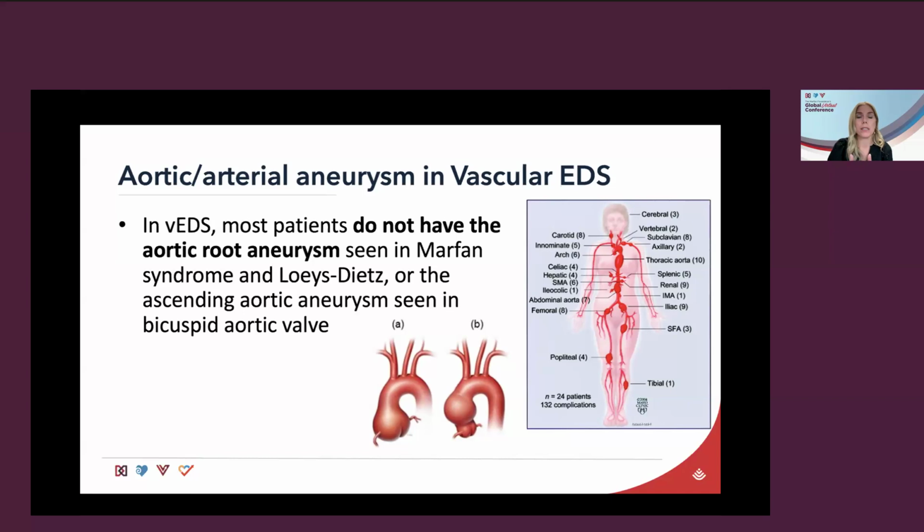But in Marfan and Loeys-Dietz, in order to have an artery tear, which is a dissection or a rupture, you almost always have to have an aneurysm first. But in VEDS, your vessel and imaging can look totally normal. There can be no aneurysm, and then you can have a dissection or tear. But an aneurysm itself has no symptoms. We just see it on imaging.